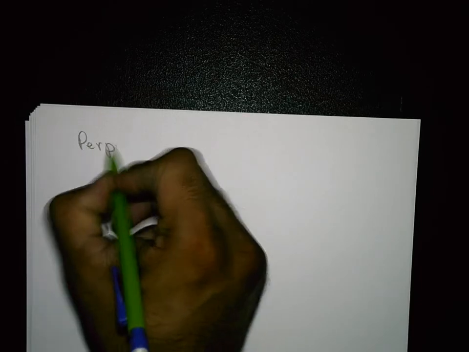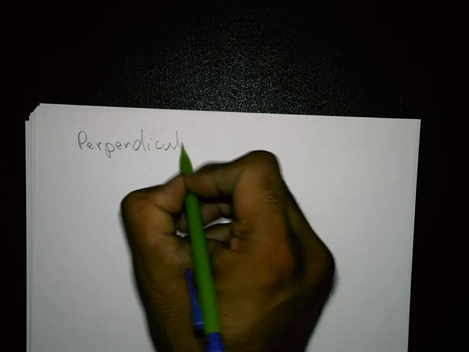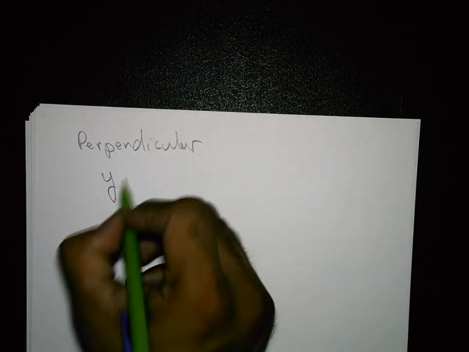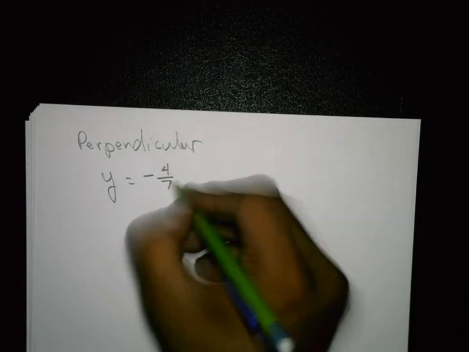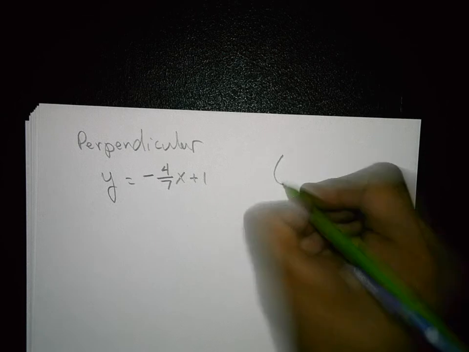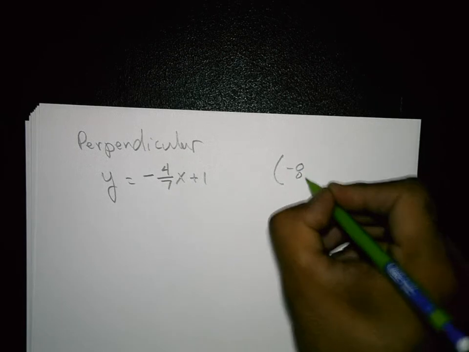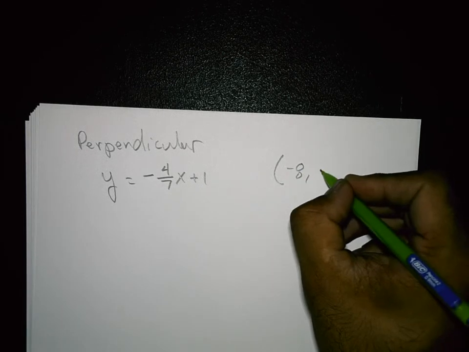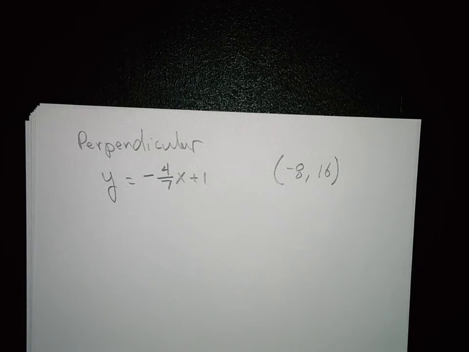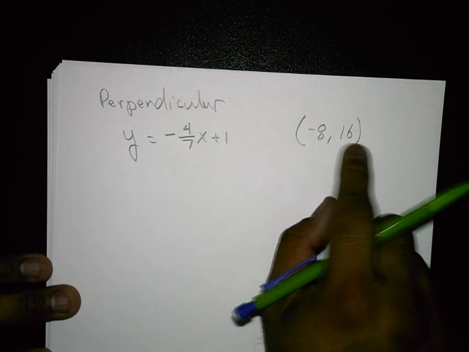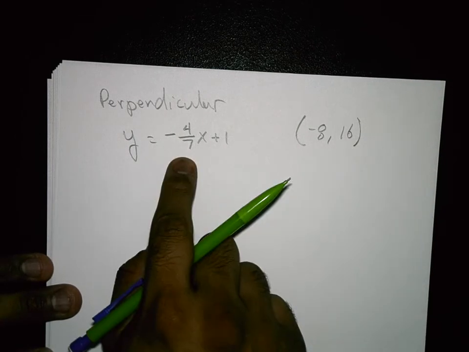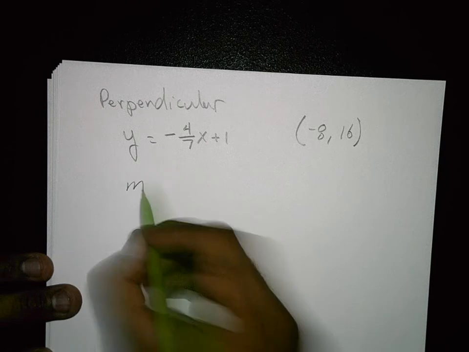Okay. So we are going to be perpendicular to y equals -4/7 x plus 1, and we're going to go through the point (-8, 16). Okay. So we still want to be perpendicular to this line and go through this point. So the first thing I need to do is I need to figure out my slope that I'm going to use. So my slope is going to be an opposite reciprocal.